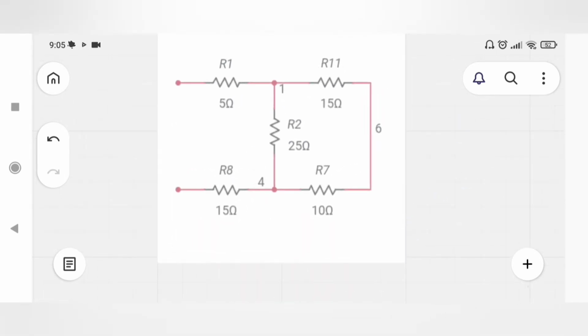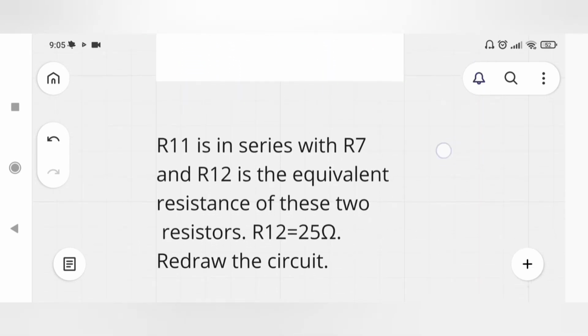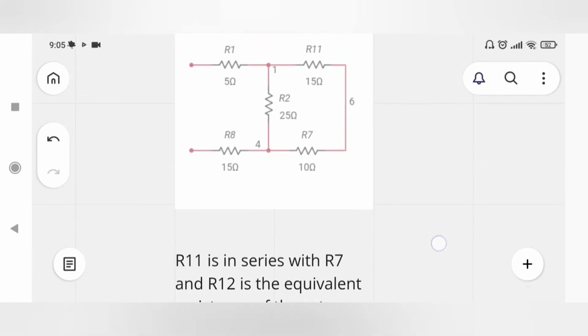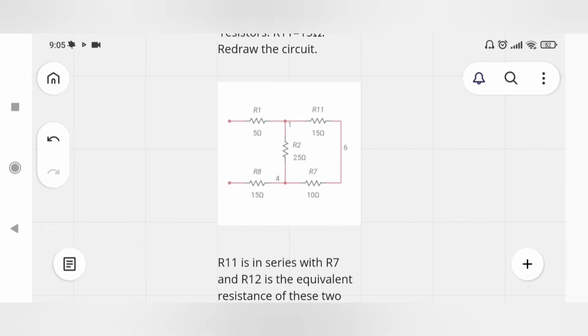Now you can say R11 is in series with R7, and simply R12 is equal to 25 ohm. So R11 is in series with R7 and R12 is the equivalent resistance of these two resistors. R12 is equal to 25 ohm. Again redraw the circuit in which you replace R11 and R7 with a single resistor of value R12.